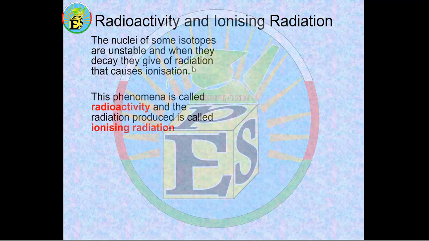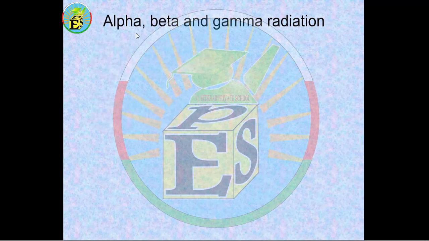They give off radiation that causes ionization. This decay in the nucleus will change the number of electrons around the nucleus. This phenomenon is called radioactivity, and the radiation produced is called ionizing radiation. Not all elements show radioactivity, only special elements. When the atom decays, we will have 3 types of radiation: alpha, beta, and gamma.